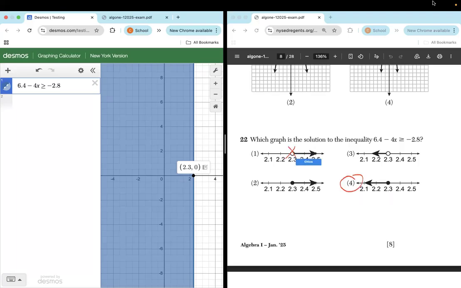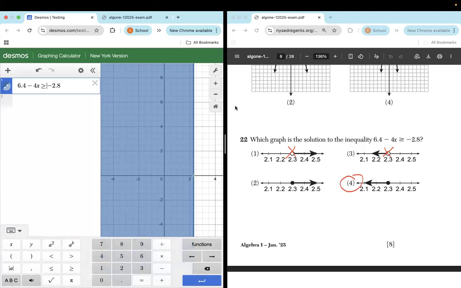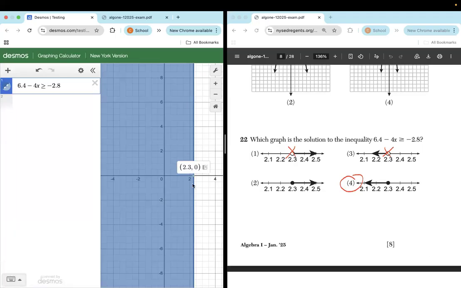These two have an open circle. Right away, I know that's wrong. And choice 2 shows x greater than or equal, which would be shaded the other way. So the answer is choice 4. X is less than or equal to 2.3.